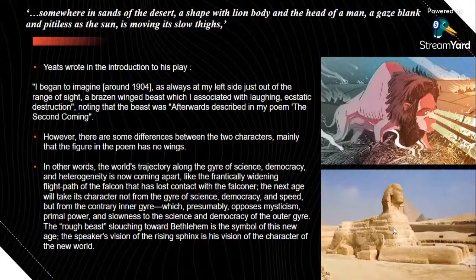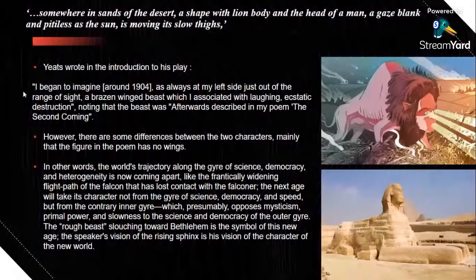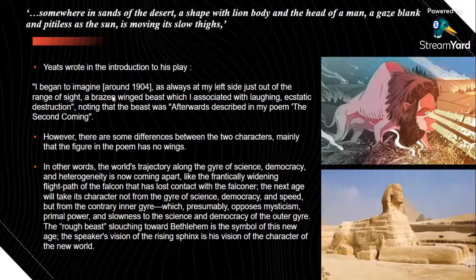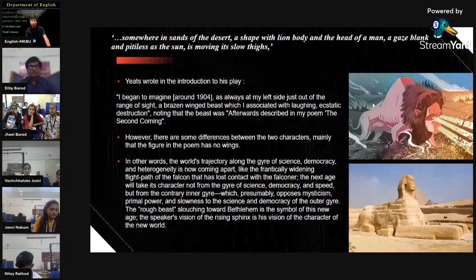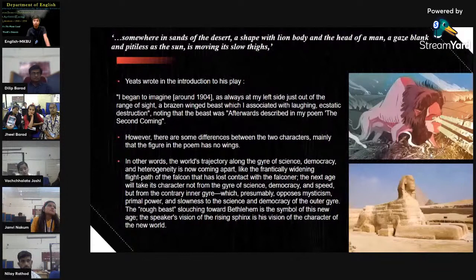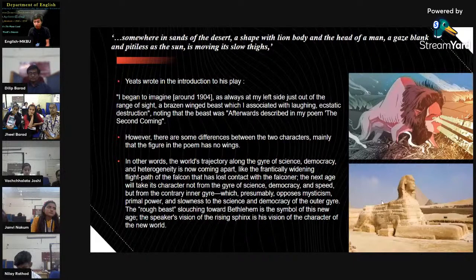But Yeats wrote in the introduction to his play, I began to imagine around 1904, always at my left side, just out of the range of sight, a brazen winged beast which I associated with laughing, ecstatic destruction, knowing that the beast was afterwards described in my poem, The Second Coming. So he was imagining a beast while writing the poem. Later we can compare this with the ancient Greek Sphinx, which was supposed to guard the pyramid, but sir was telling that there is no similarity between these two, because here you will find a dystopic vision, there it is a protecting thing.